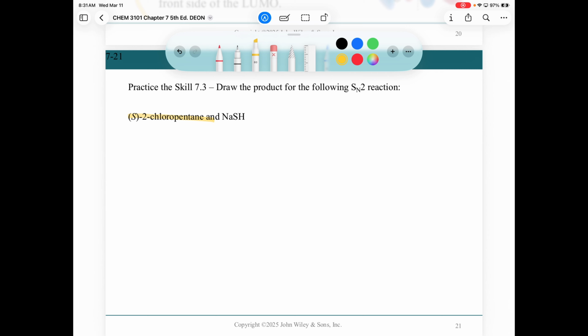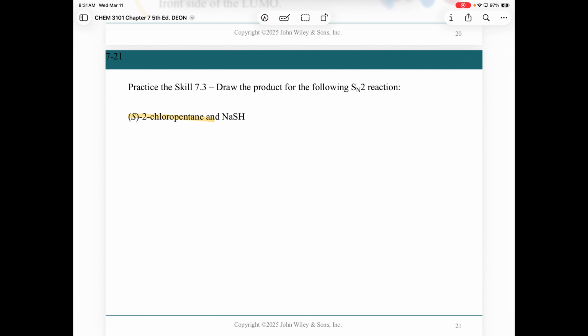S-2-chloropentane. My brain wonders, which one is S and which one is R? Oh, yeah. What I do is this. Okay, you ready? Here's Mr. Dion's express way of doing this.